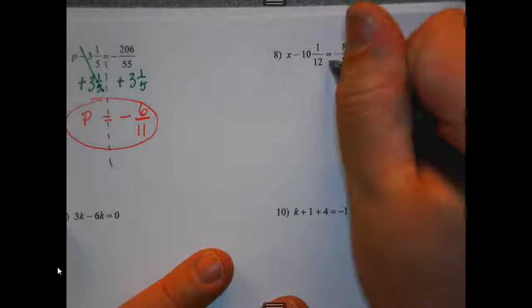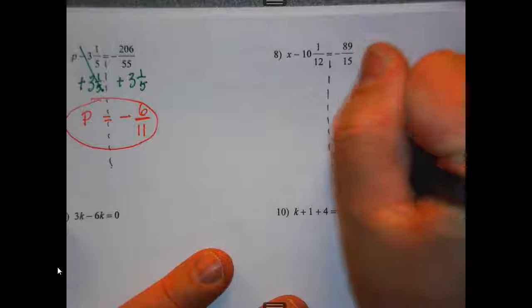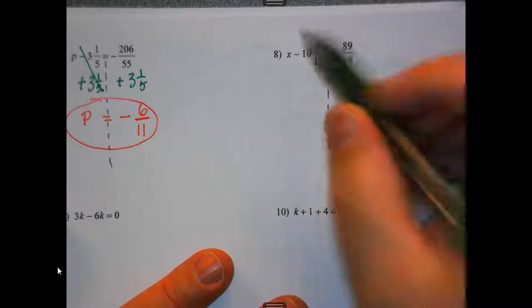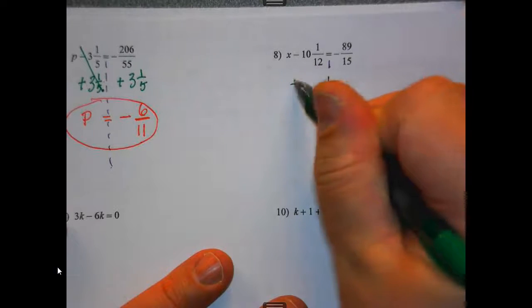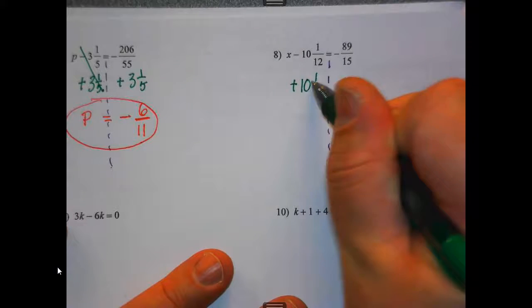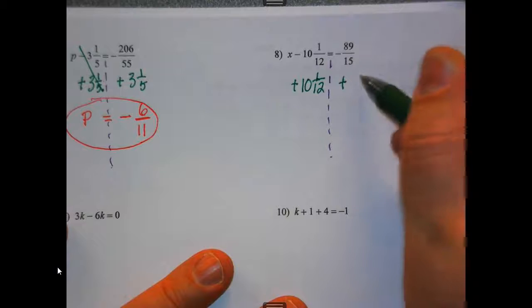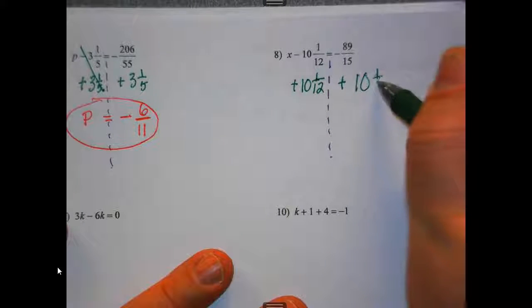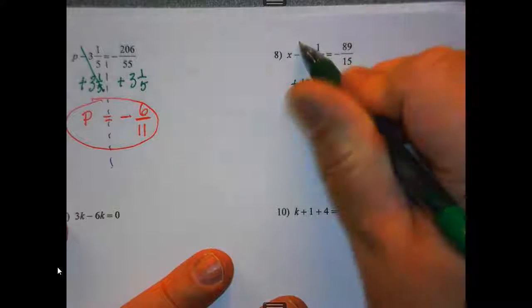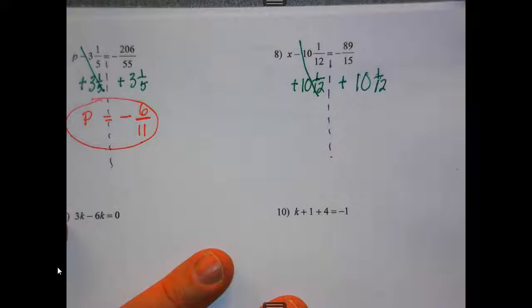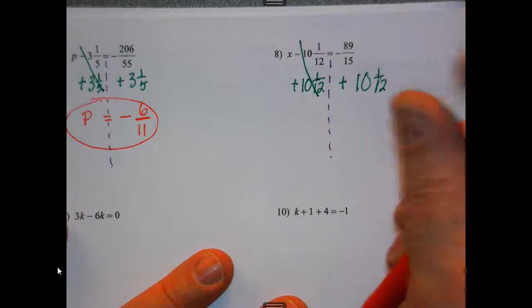All right. Here's my equal sign. I'm going to add 10 and 1/12 to both sides. These cancel to 1. I get my x.